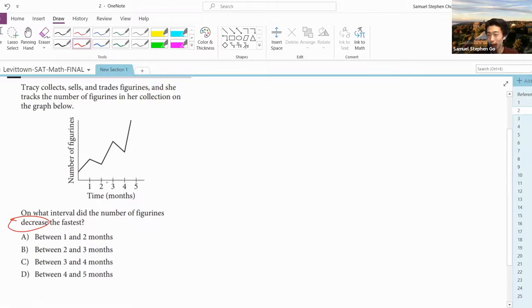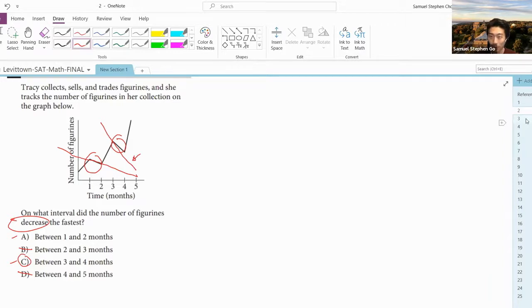Decrease means downward sloping, so the only 2 possible answers are right here. We're looking at 1 and 2, 3 and 4. It cannot be B and it cannot be D. For the fastest decreasing, in my head, I'm thinking that means it is dropping off as quickly as possible. In other words, it's the steepest downward slope. Without doing any math, just by comparing these slopes, this is definitely the steeper one. And just like that, the answer pops out: C.